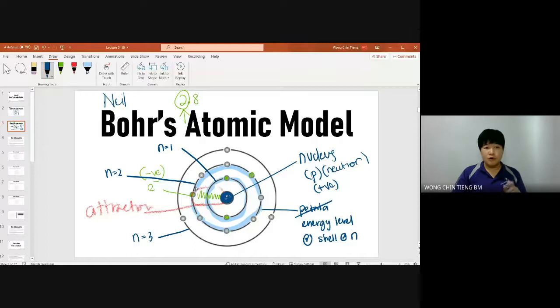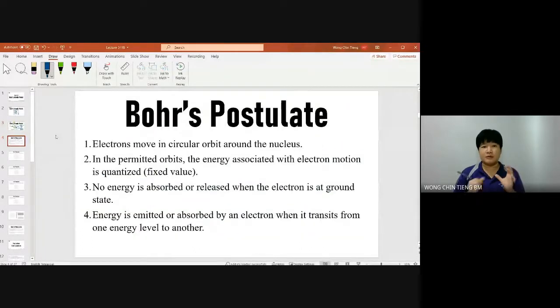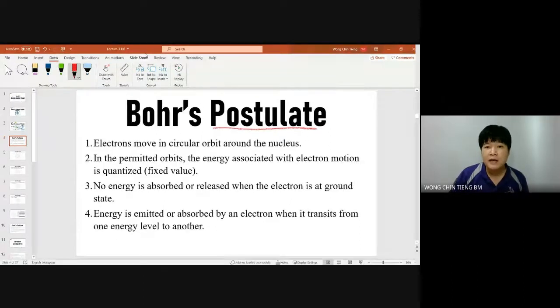Okay? So, what made up this Bohr atomic model? Kenapa wujudnya Bohr atomic model? Because of Bohr postulate. Before we go into the four postulates, what is actually a Bohr postulate? What is the difference between the keyword postulate and the keyword theory? Apa beza postulate dengan theory?